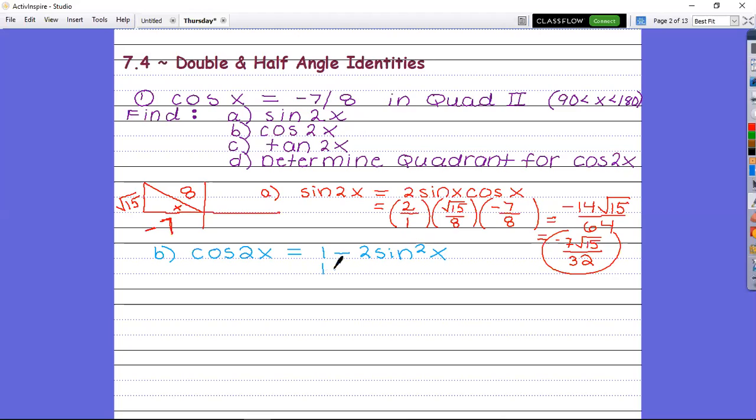So I go 1 minus 2 over 1. And I would encourage you to do that because these next values are going to be fractions too. And then when sine is squared, it means write it twice. So for sine, I'm going to plug in and go to my picture again. Opposite over hypotenuse. So opposite is square root of 15. And then hypotenuse is equal to 8. And then square root of 15 over 8.